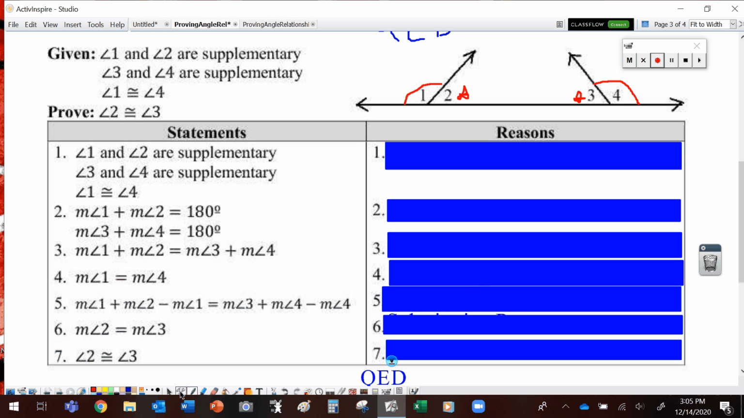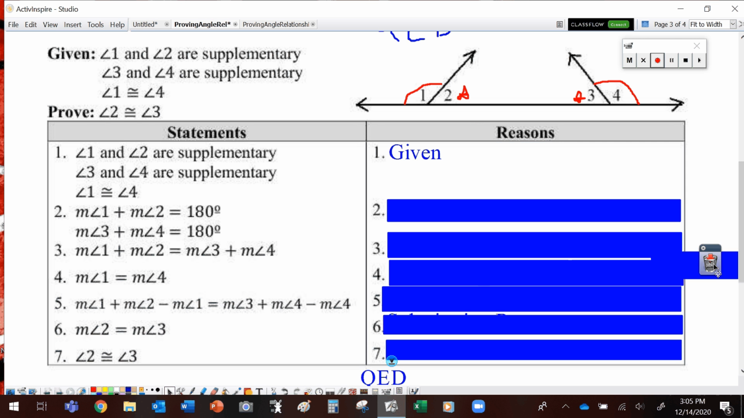So we always start with our given information, and we always know that it's going to be given. Now, every once in a while, depending on who the author of the proof is, they might split these up into 3 different statements. I like to put them all out there at once in one statement and say the reason for all of that information is that it's given. I feel like that shortens the proof a little bit.